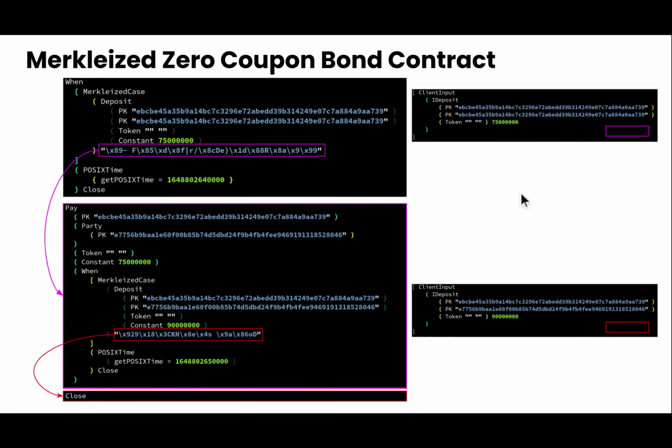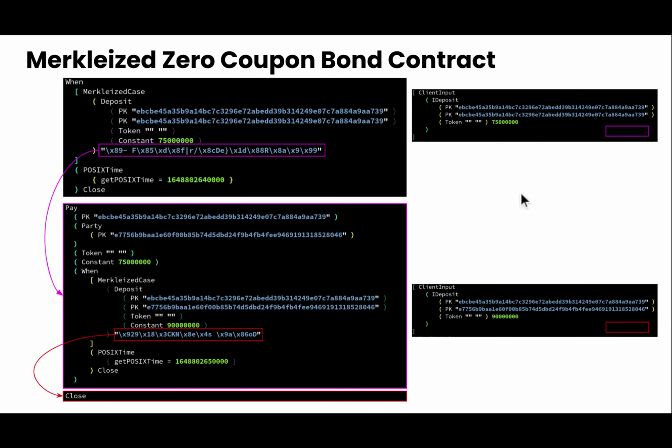When the lender deposits 75 ADA as shown in the client input on the right-hand side, the input has to be provided together with the continuation contract, which is the pay contract in the purple box. When executing the deposit, Marlowe checks that the provided continuation contract hashes to the value specified as the continuation in the Merkelized case.